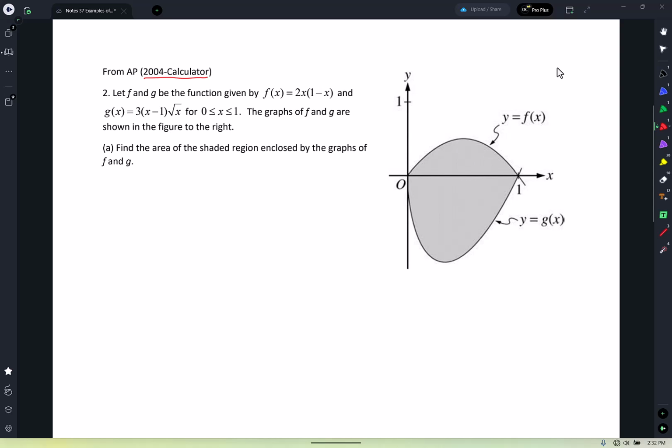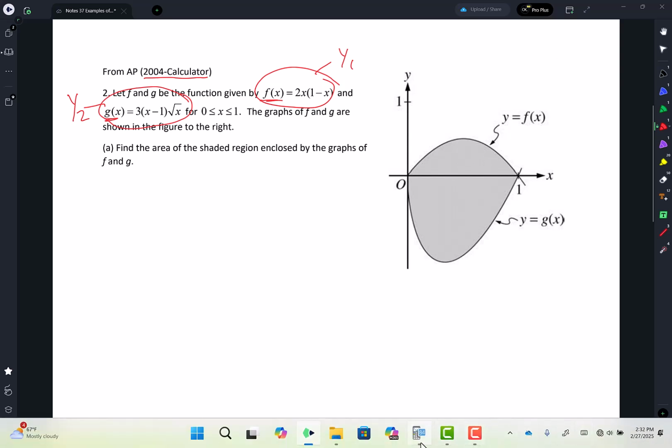Let f and g be the functions given by, and they give us names this time. They call this one f of x. They call this one g of x. I'm going to type f of x into y1. Do not use calculator notation. I'm just doing this for good notes, right? And I'm going to put that in y2. The graphs of f and g are shown in the figure to the right. Find the area of the shaded region enclosed by the graphs f and g.